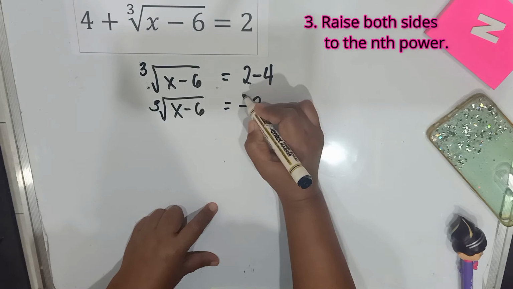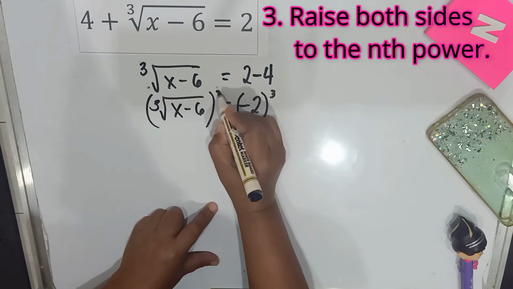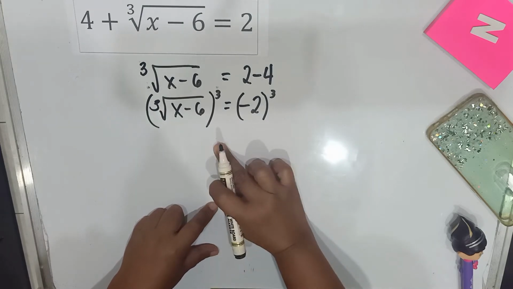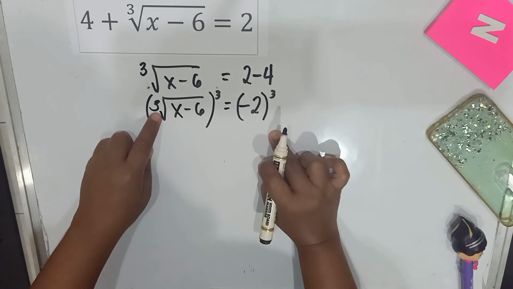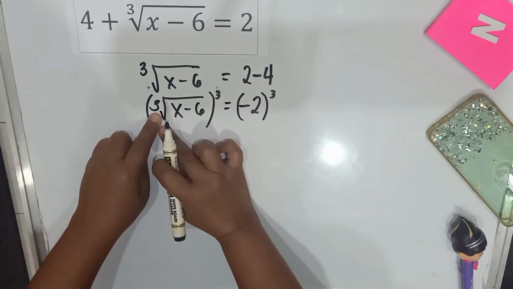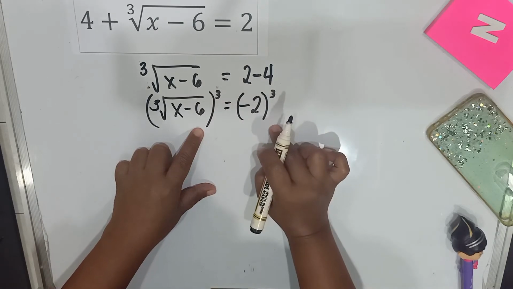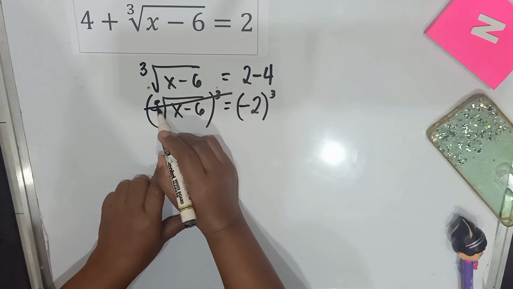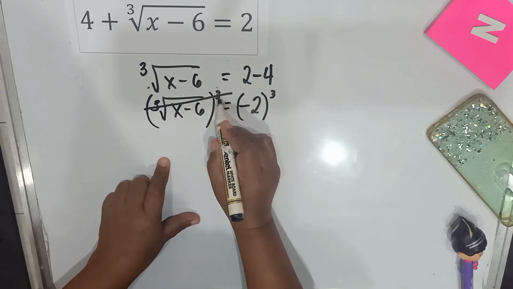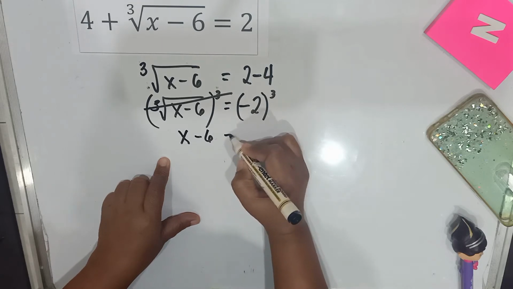Now we are ready to raise both sides of the equation by 3. Why is it 3? Why is it not 2 or 4 or any number? It is because our index is 3. Whatever the index is, that is what we are going to raise on both sides of the equation. So here, we have to cancel the radical symbol and this exponent 3. What is left is x minus 6.